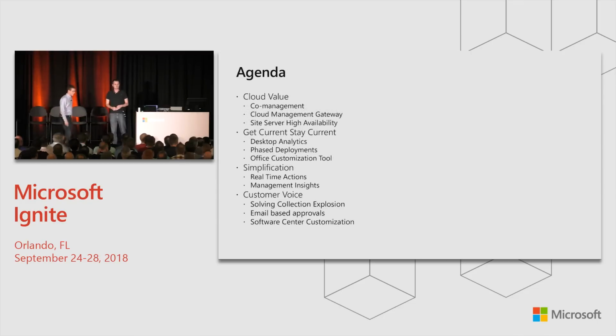Yeah. We've got a packed agenda. We're gonna explore each of these themes, and for each theme, we'll have kind of a feature that we'll go deeper into, do some demos, and we're also gonna highlight a broad spectrum of different work that's been going on in the product since last year's Ignite. Rob first is gonna speak a little bit about co-management and cloud value and how you can connect your on-prem infrastructure to the cloud and add value that way. I'm going to speak about get current and stay current, talk a little bit more about desktop analytics, which everybody's really excited about. Heard Brad talk about that just 30 minutes ago.